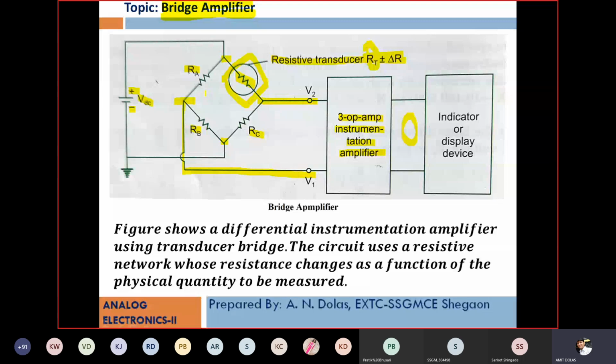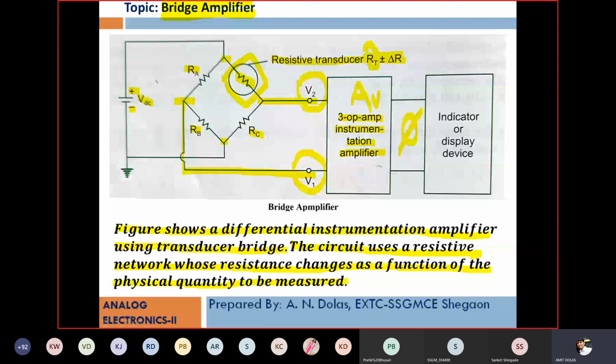But whenever the bridge is imbalanced, some difference between V2 and V1 will be developed, and that will be multiplied by the gain of the amplifier, and then the output is non-zero. So the figure shows a differential instrumentation amplifier using a transducer bridge. The circuit uses a resistive network whose resistance changes as a function of the physical quantity to be measured, say temperature.